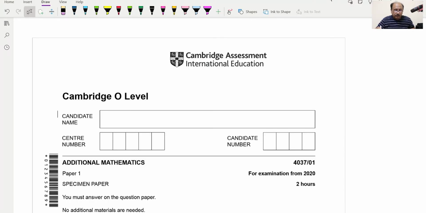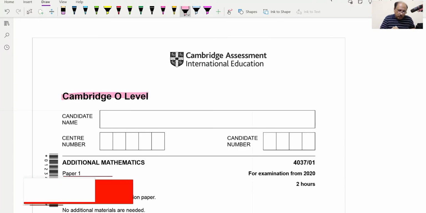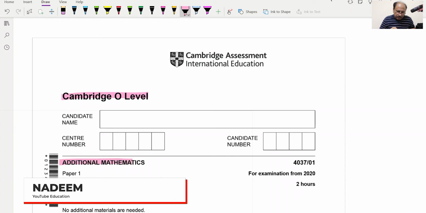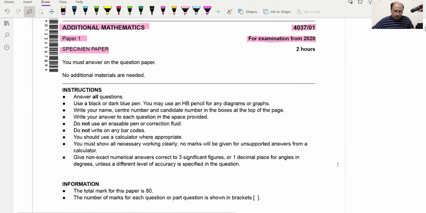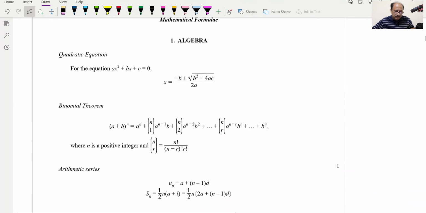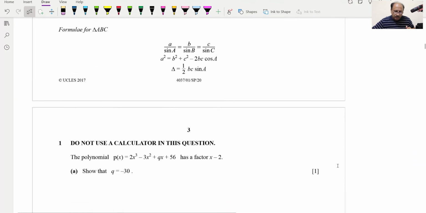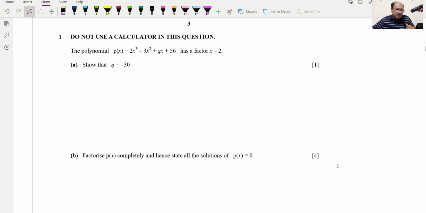Hello everyone. Today we'll be going through Cambridge O-Level Additional Mathematics Paper 1 Specimen Paper 403701. This paper is for examination from 2020 onwards. If we go through the paper, first is the formula sheet, provided on the first page. And this is question number 1.